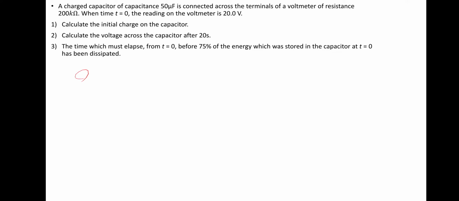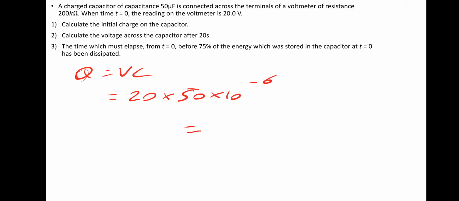So we're going to do Q equals VC. So the voltage is 20 multiplied by the capacitance of 50 times 10 to the minus 6. And 20 times 50 times 10 to the minus 6 is 1 times 10 to the minus 3 coulombs, or 1 millicoulomb. Pretty straightforward.